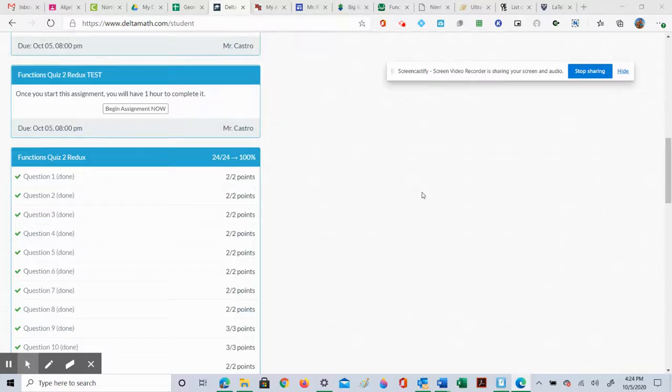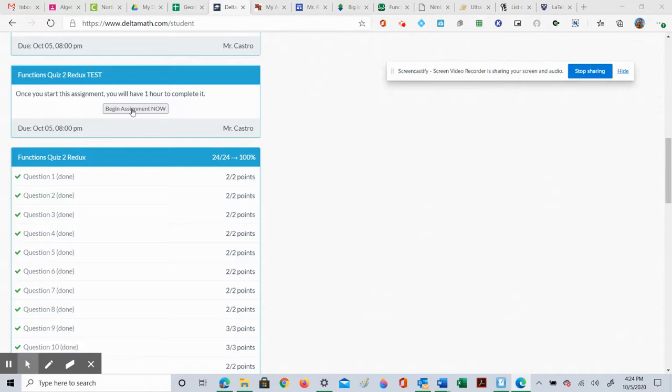Okay, one more time on how to answer these questions on Delta Math. I've made the retake. Just be aware, the only questions I changed were the ones with those fractions. So everything else is the same. So let's take a look.